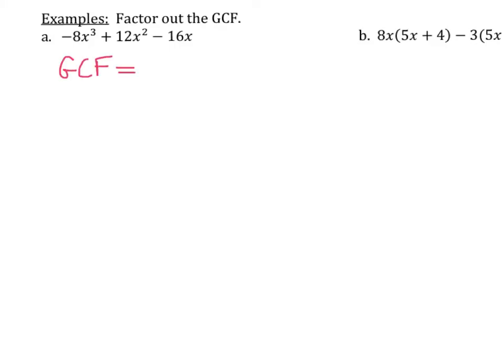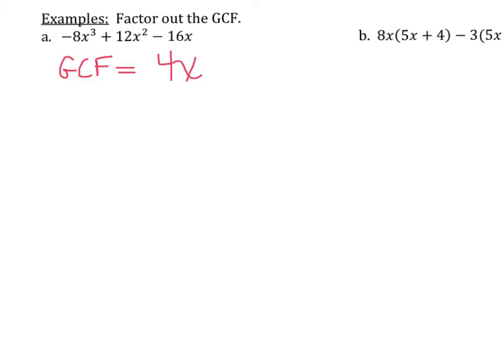If you think about the factors of 8, 4 is a factor of 8, 4 is also a factor of 12, and 4 is also a factor of 16. And so I'm going to make a 4 part of my GCF. Now I'm going to go to my variables. I got an x cubed, x to the second power, and x to the first power. Remember, when we're dealing with GCF, we take the smallest power of the variable, which is 1. So I'm going to have a 4x.